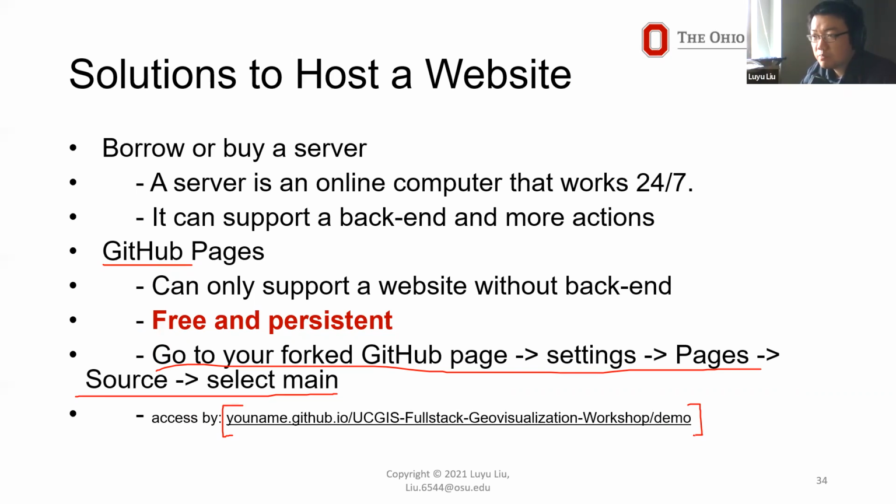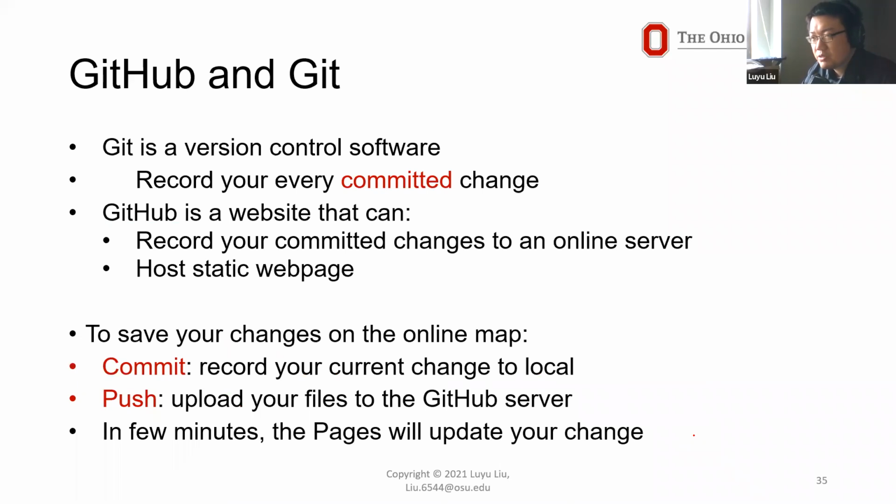Now, before we use that, I want to give you a touch of knowledge about Git. What is Git? What is GitHub, right? GitHub and Git are two different things, kind of like brand names. Git is a version control software, so you record every committed change, and GitHub is a website that can record your changes to an online server so that you can retrieve and update them. And of course, it can also host a static web page, which is the reason we use it.